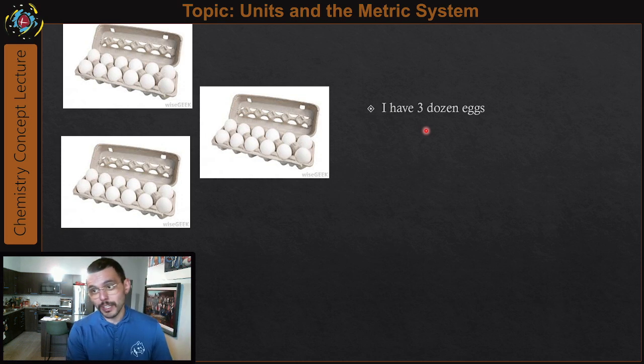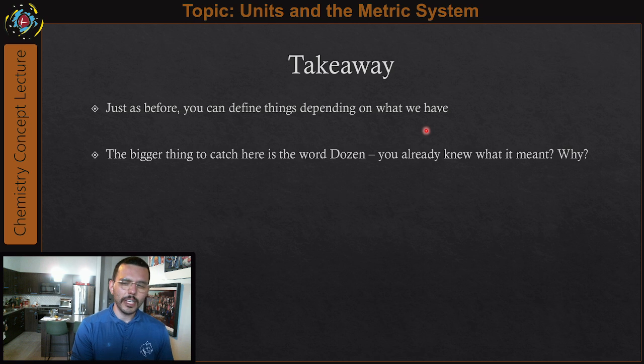Which lastly, we can say that I have 3 dozen eggs. The takeaway that I want you to think about is that just as before, you can define things depending on what we have, but the bigger thing here to catch is the word dozen. You already knew what a dozen meant. Why? Because your whole life, you've been told what a dozen is. You can order a dozen donuts, a dozen eggs, a dozen bagels. You know that when you order that word, you will get 12. There is a defined social descriptor here that we all agree to.